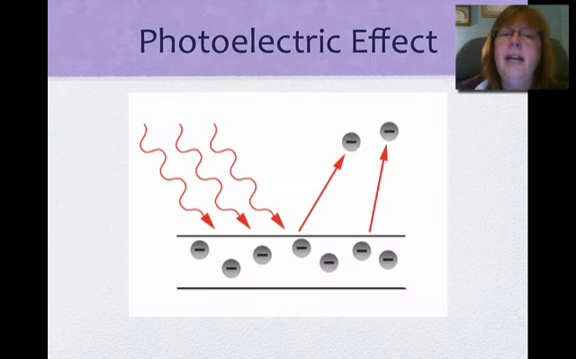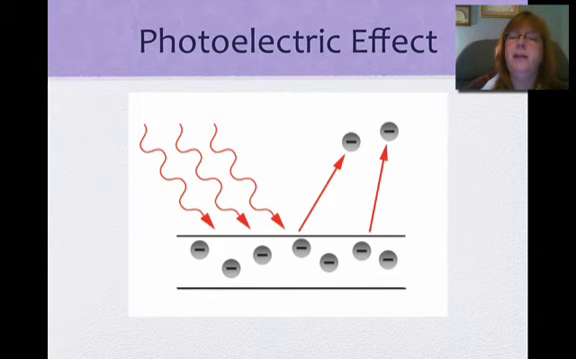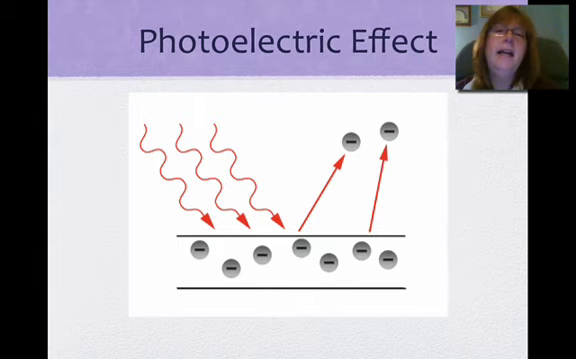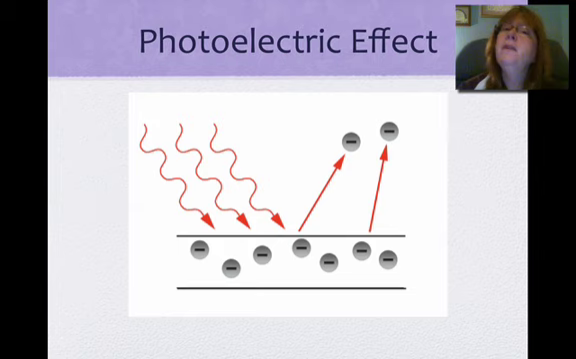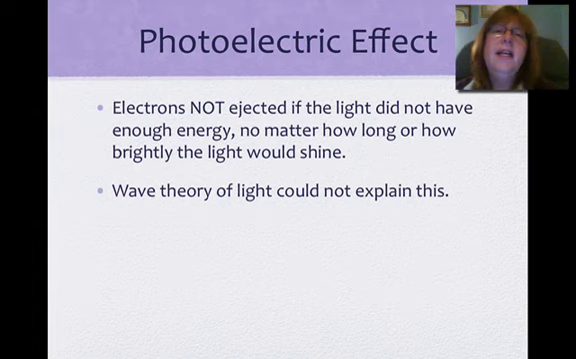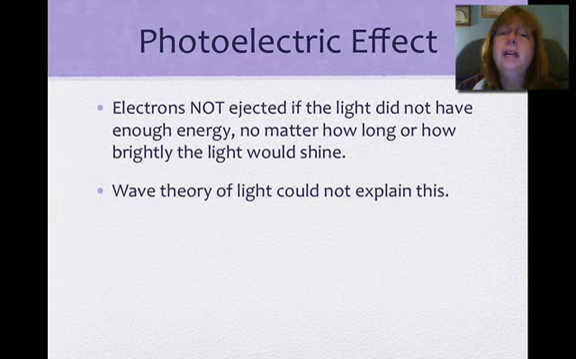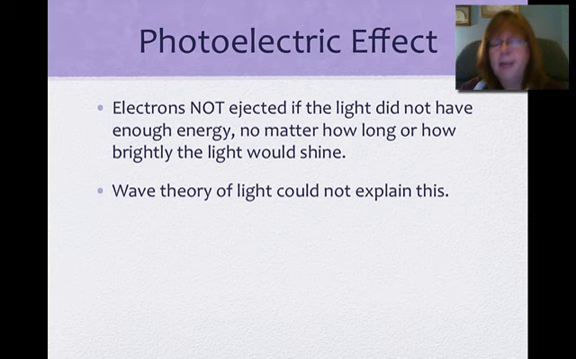Here's just a little diagram of light coming into the surface of a metal, and those little gray spheres are electrons in the metal, and if that light had enough energy, if that light's frequency was great enough, or the wavelength was short enough, you can think of it either way, those electrons would come off the surface of the metal. And what's just as important is that electrons were not ejected if the light didn't have enough energy. No matter how long they would shine the light or the intensity of the light, those electrons would never come off the surface. So wave theory of light could not explain this.